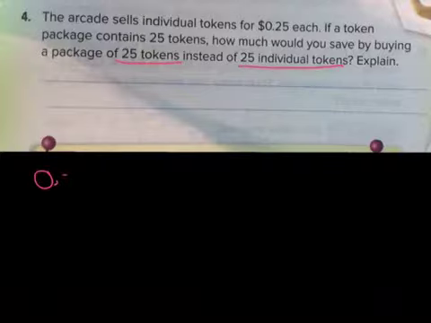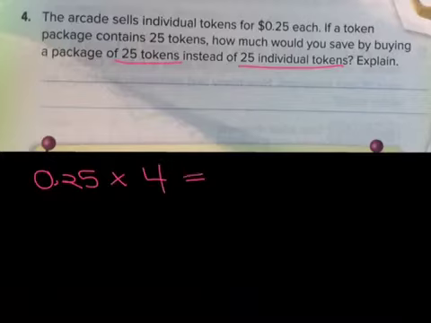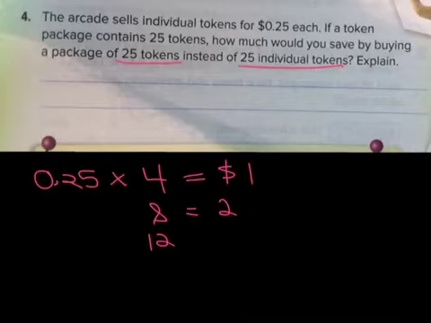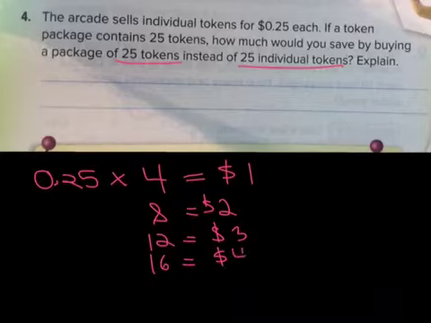At 25 cents, if I were to buy 4, it would cost me $1, because 25 cents times 4 is $1. If I were to buy 8, it would cost me $2, and that's our new ratio. If I were to buy 12, because we're counting up by 4, it's $3. If I were to buy 16, continuing with the pattern, it's $4. And if I were to buy 20, it is $5.